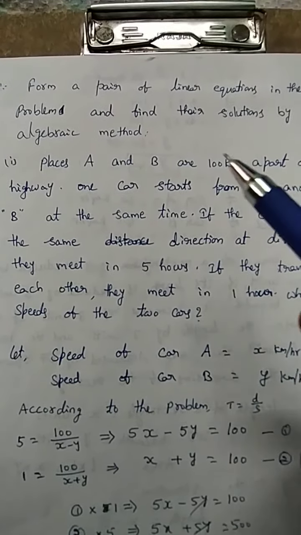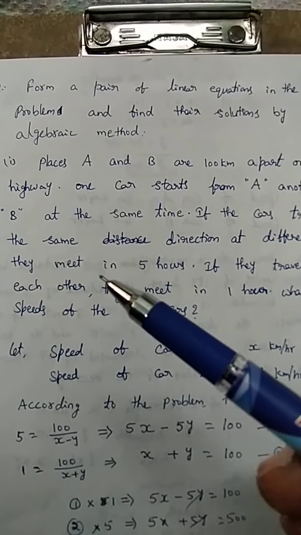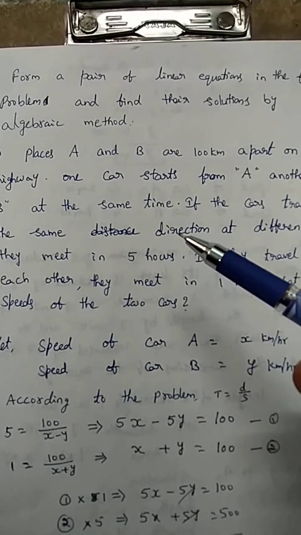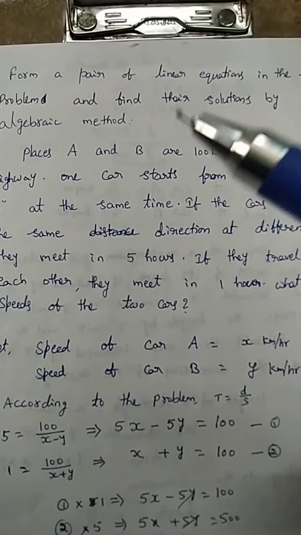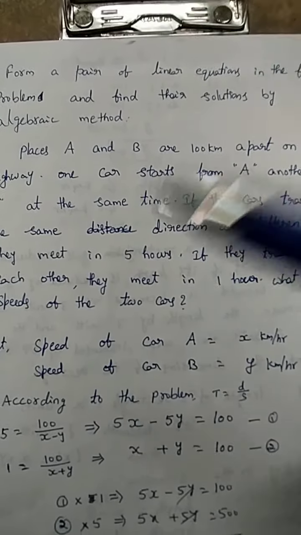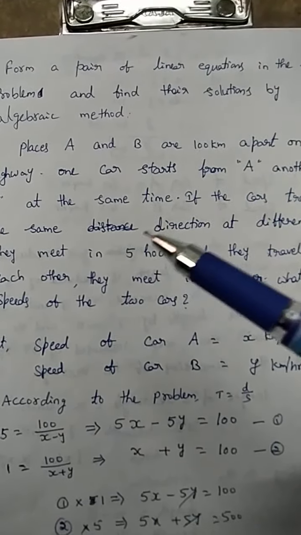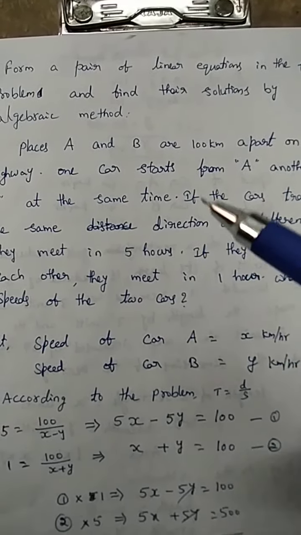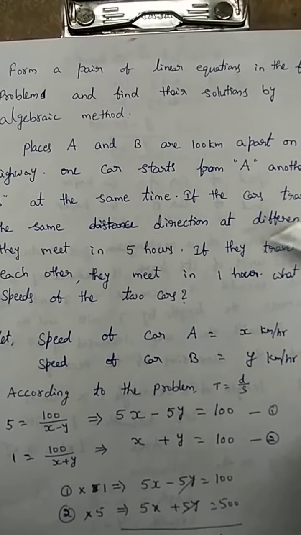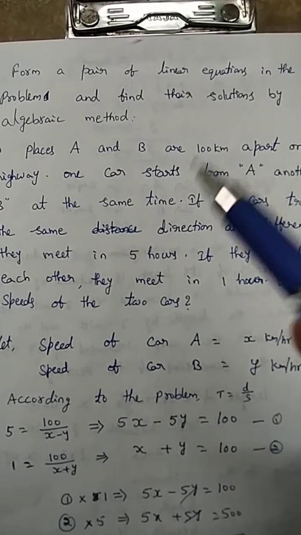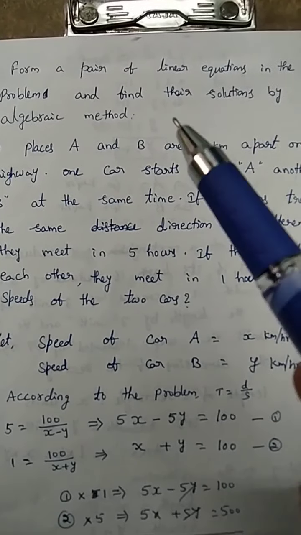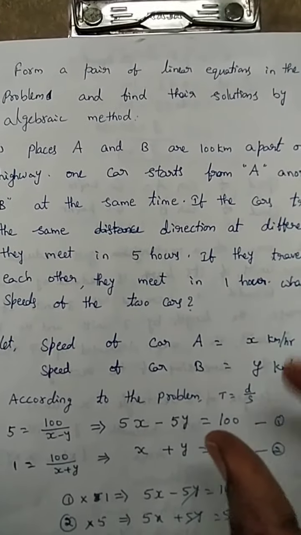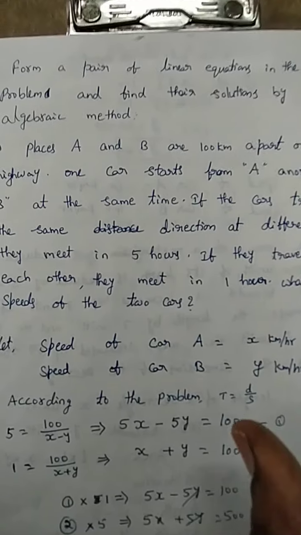Here, some mathematical statements are given. Based on those mathematical statements, we prepare the pair of linear equations, then find the solutions for the pair of linear equations. You can use any method in that situation: either the graphical representation method, or one of the algebraic methods, elimination, substitution, or cross multiplication, whatever it is. Then finally you can find the solution for the given question. Whichever method you follow, the answer should be the same for all the methods.